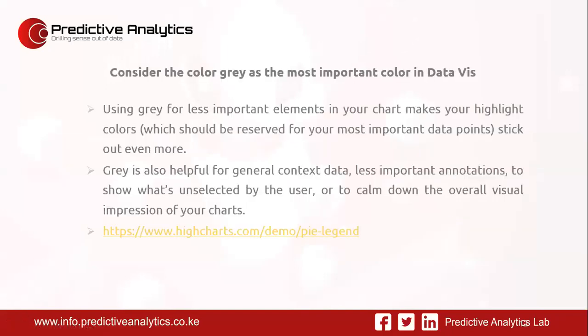Another point, consider the color gray as the most important color in data visualization. This is actually the norm in data visualization. Using gray for less important elements in your chart makes your highlight colors, which should be reserved for your most important data points, stick out even more. Gray is also helpful for general context data, less important annotations, to show what's unselected by the user, or to calm down the overall visual impression of your chart. This is another example. I'm going to share the link briefly so that you can see what I mean.